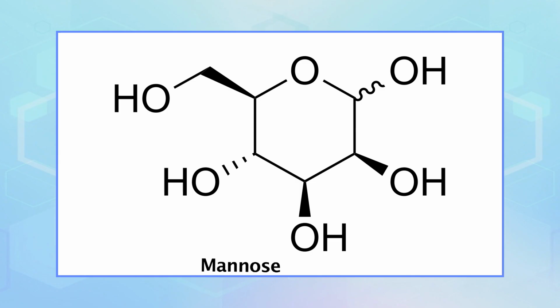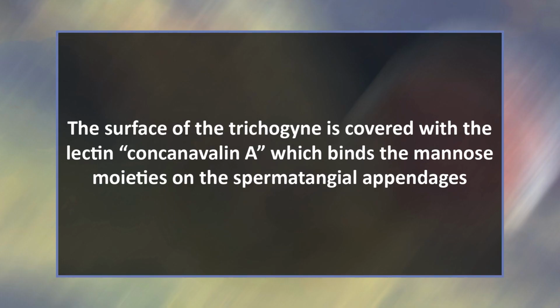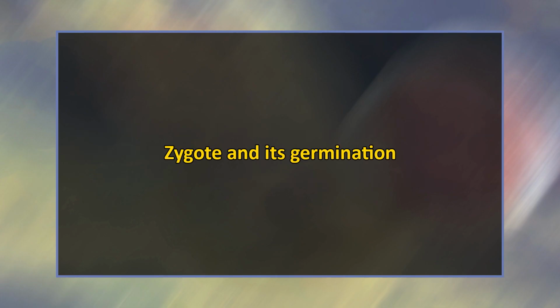Moieties of the sugar mannose cover the surface of the appendages. The surface of the trichogyne is covered with the lectin concanavalin A, which binds to the mannose moieties on the spermatangial appendages. Now coming to the zygote and its germination.